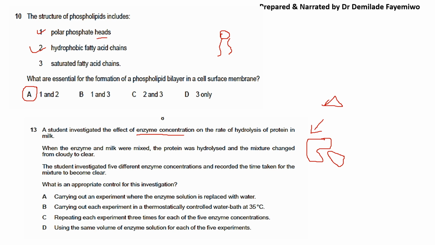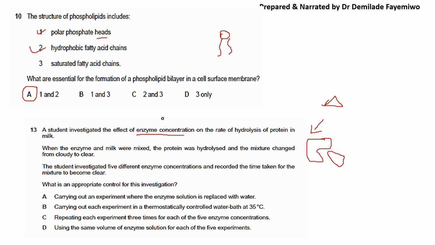Well, in this case, you might want to see what happens if there were no enzymes at all, because the enzyme concentration is what you are changing. So if there were no enzymes, then what would happen? And in that case, you can maybe consider option A, where it says carrying out an experiment where the enzyme solution is replaced with water.